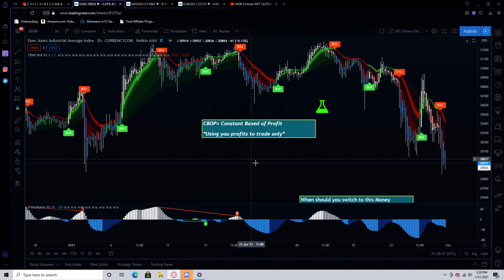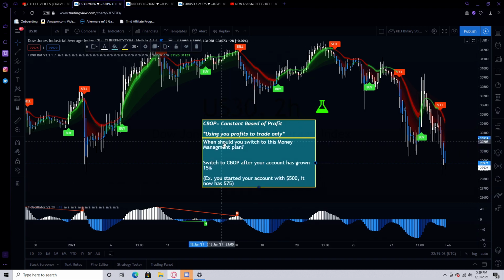Say there's a volatile market and you're not really sure about the trade, and you're testing out a new strategy. You would use constant base of profit. It doesn't eat into your main capital, it just eats into your profit, right? So when should you switch to this money management plan? You would switch to it after your account has grown by 15%.